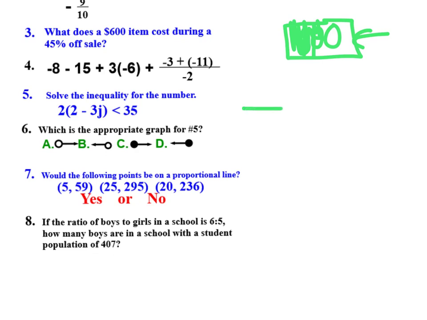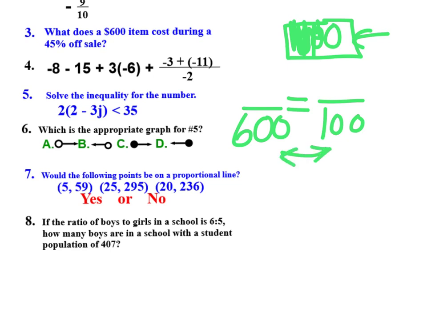So I'm going to set that up with a proportion or percent proportion. If I paid 100% price, I'd pay $600. That's why there's a connection between these two. But I have 45% off.